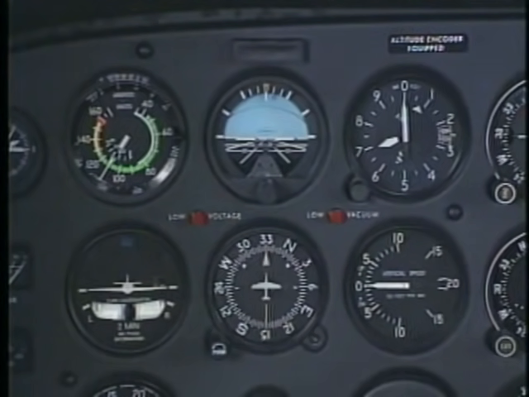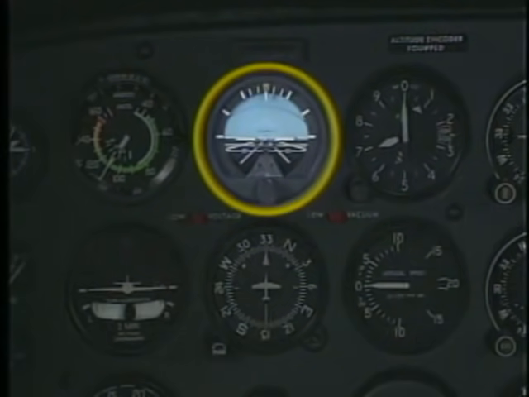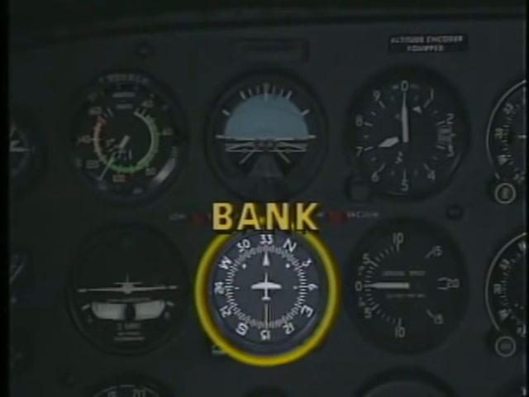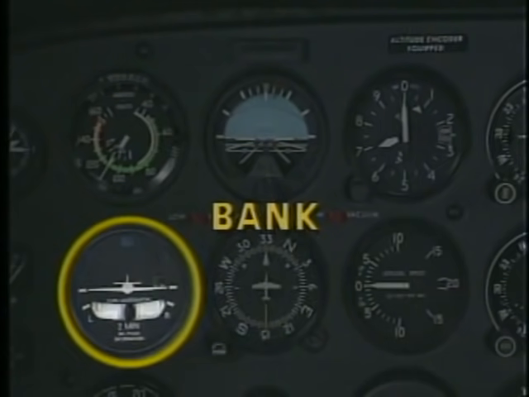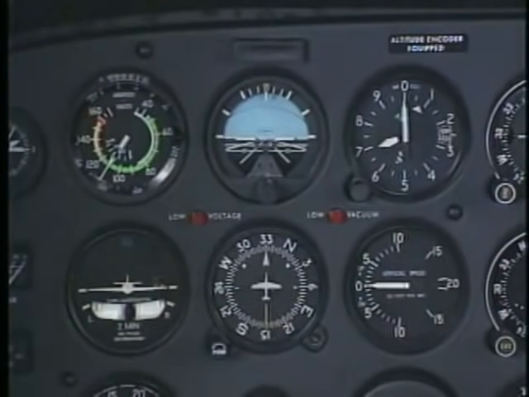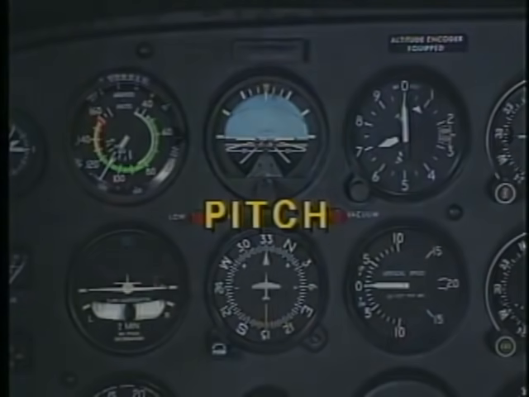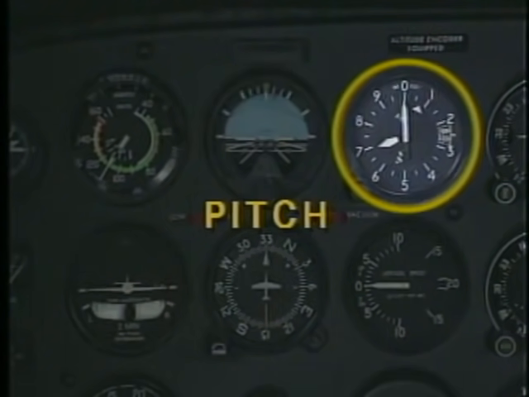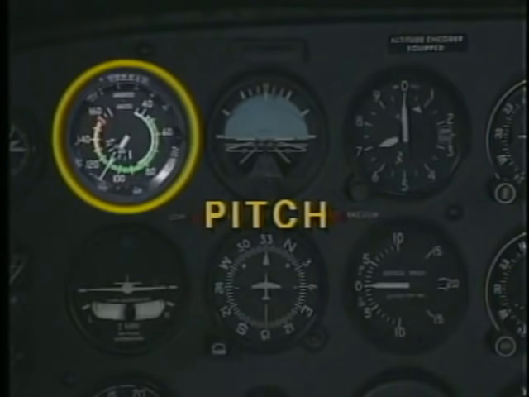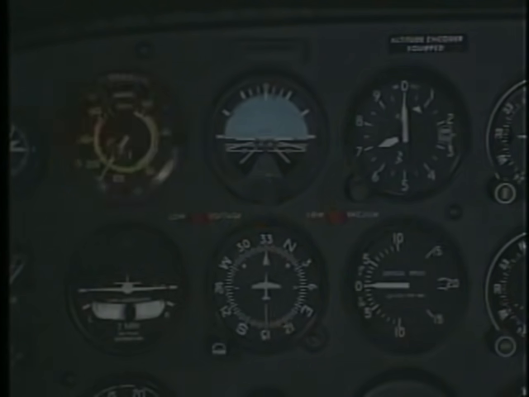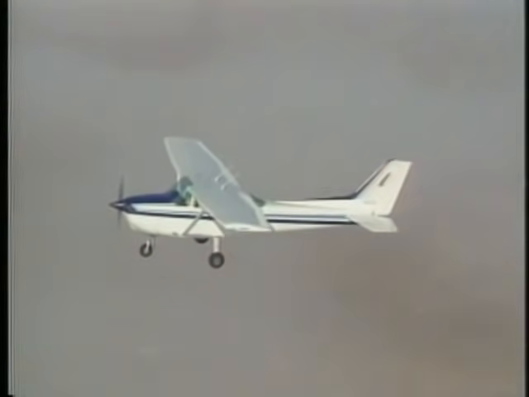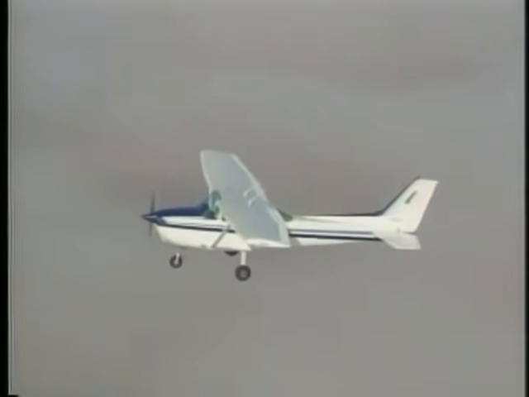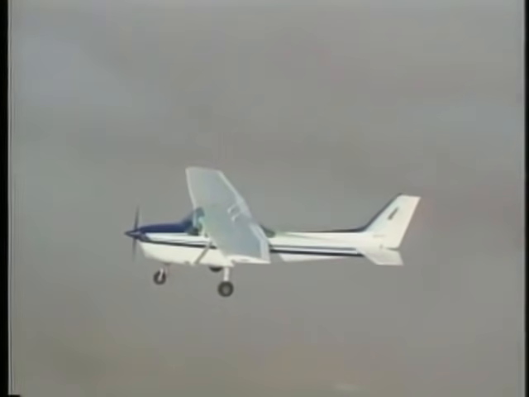For example, besides the attitude indicator, any change in bank is apparent on the heading indicator and turn coordinator. Pitch changes can be seen on the attitude indicator, altimeter, VSI, and airspeed indicator. Let's take a look at some of the basic maneuvers using instrument references, beginning with straight and level flight.